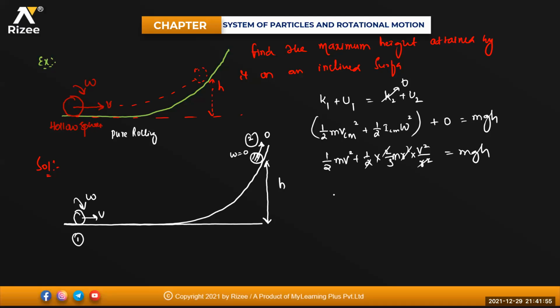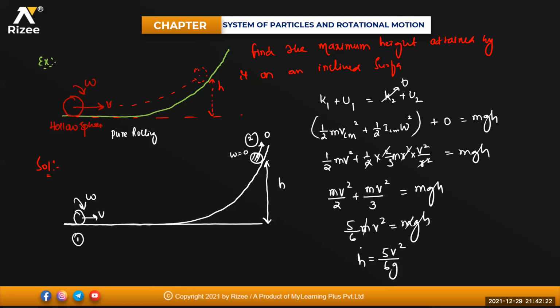This r square will get cancelled. So it is your mv square by 2 plus m into v square divided by 2 will get cancelled. This will be 3. So 1 by 2 plus 3, that is equal to mg into h. That means this is 5 by 6 into m into v square, that is equal to mg into h. M and m will get cancelled. So h will be equal to 5 into v square divided by 6 into g. Very good. So the height which it can rise is h is equal to 5v square divided by 6g.